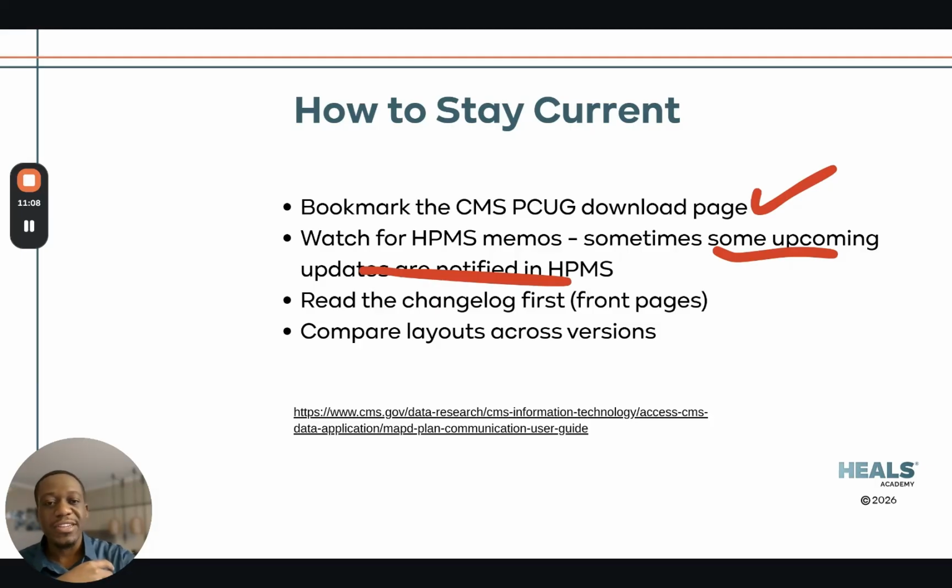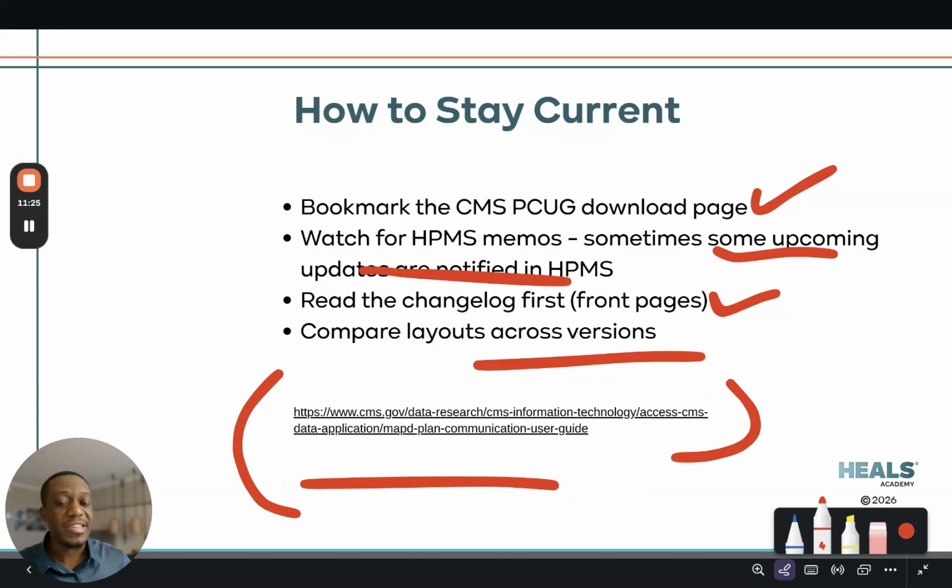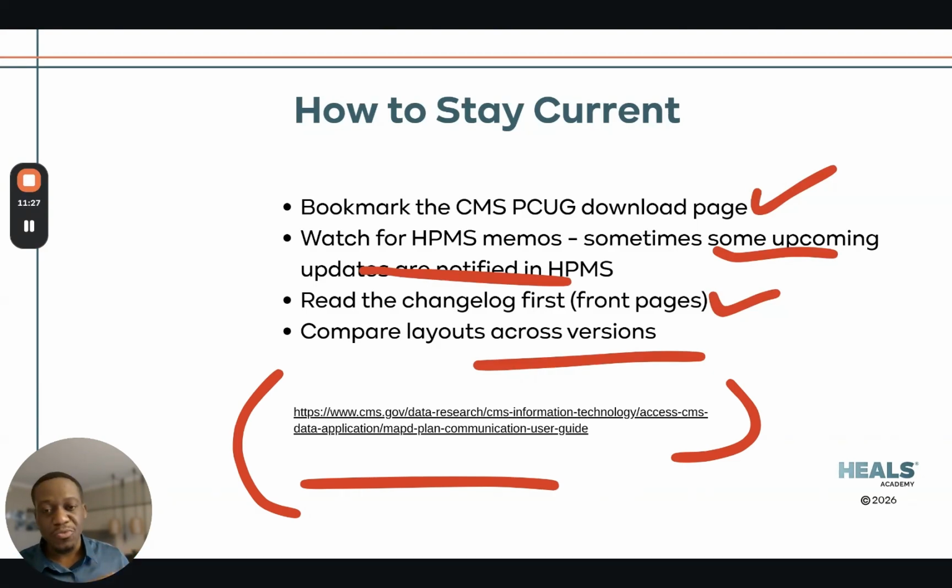You can also read the change log first. I will always encourage you, as you get a new version, to read the change log to see what has happened, so that it at least acts as a guide as you navigate through it. And then you can also compare layouts across versions. Here's the link to the site for the Plan Communication User Guide. You go to the CMS website and search for MAPD Plan Communications User Guide, or even search on Google, and you should be able to get there to find the newest version.